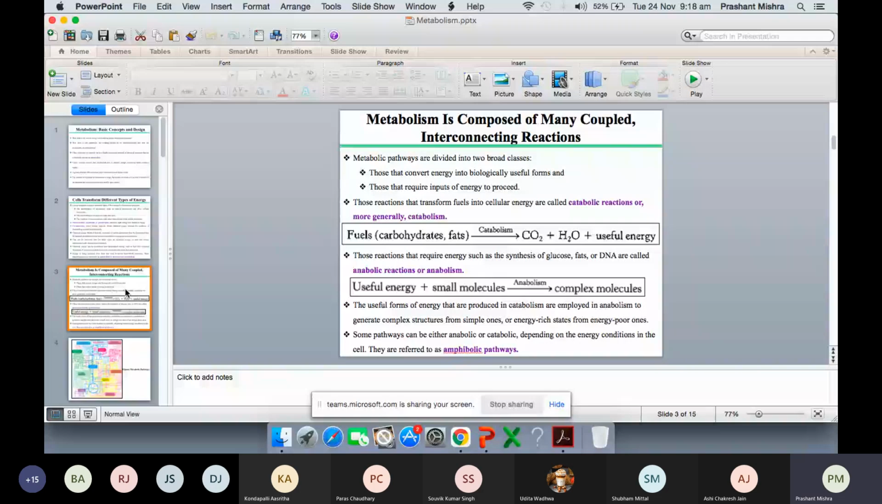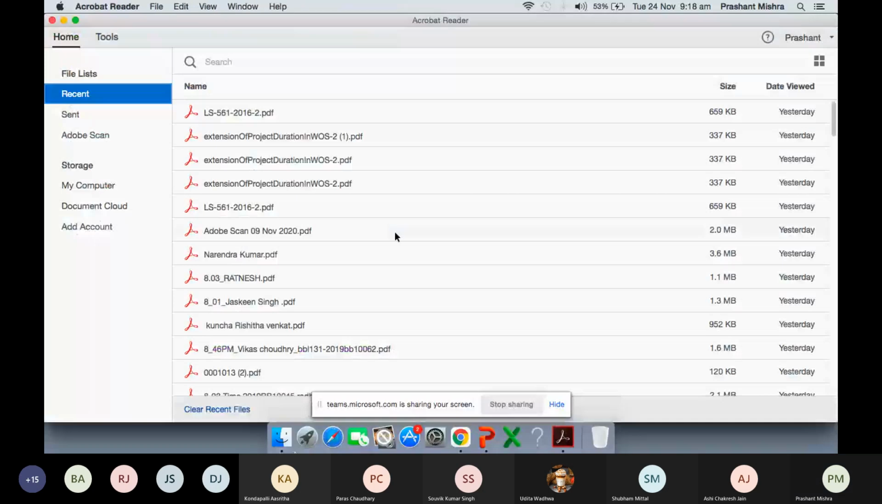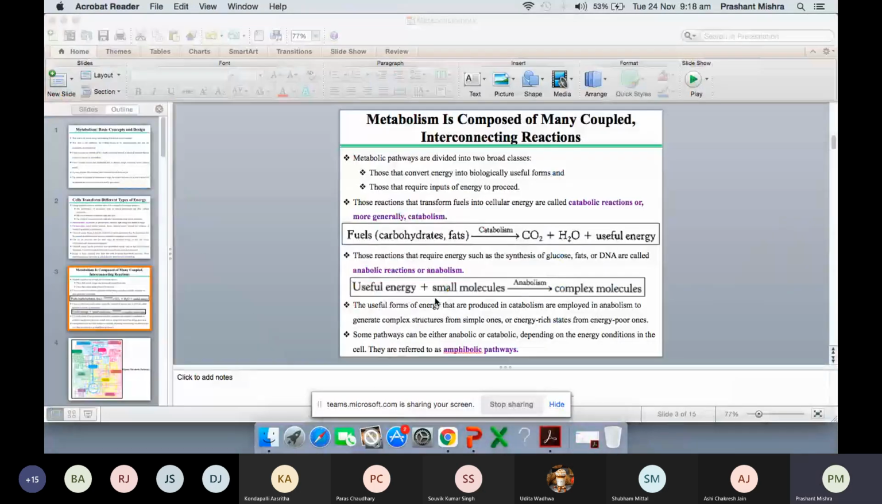Now, the second type of reaction is the one which utilizes useful energy. This energy which was produced in the first reaction is going to be useful with small molecules, like amino acids. Now what will happen, the energy which has been produced in the first reaction will be utilized, and this energy can synthesize a complex molecule, that means polymers.